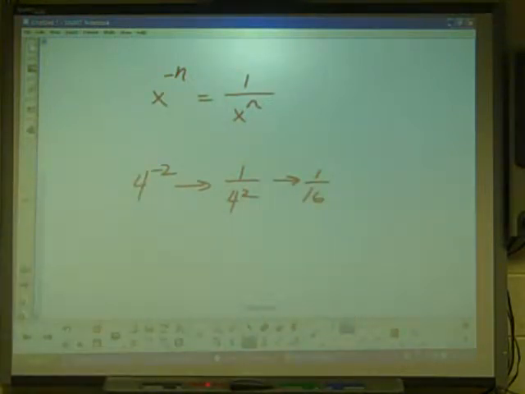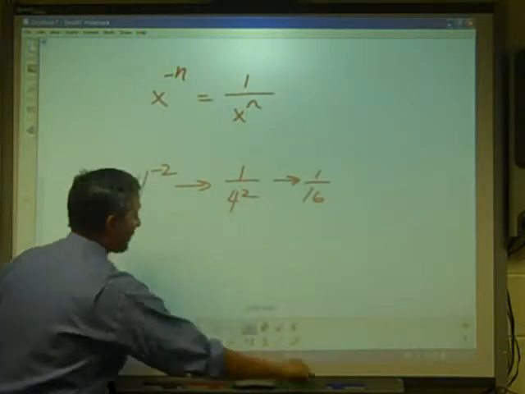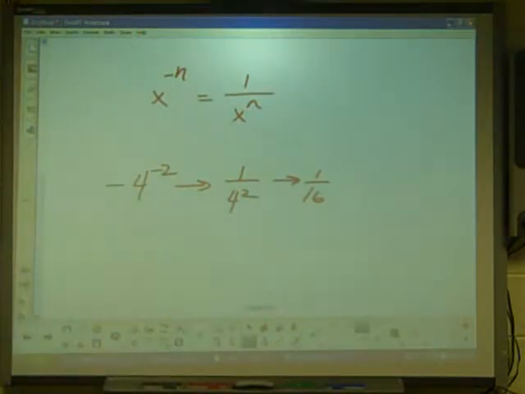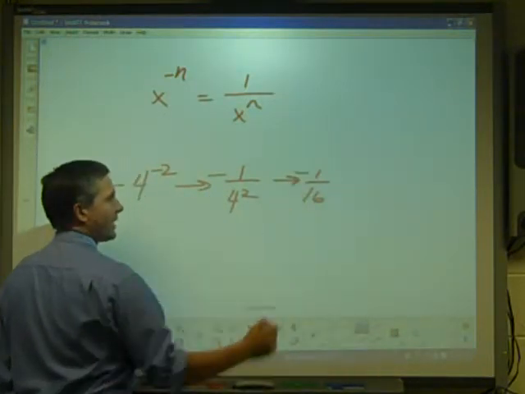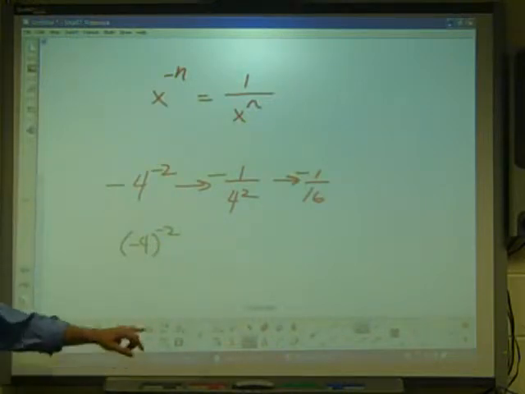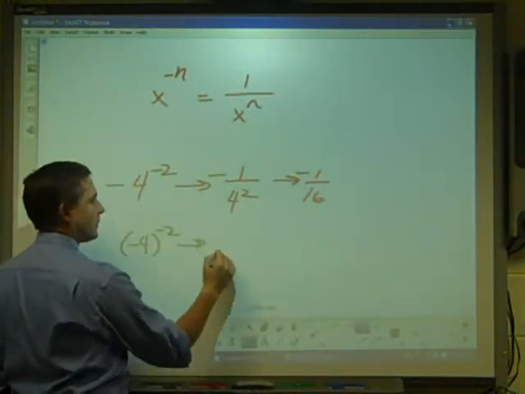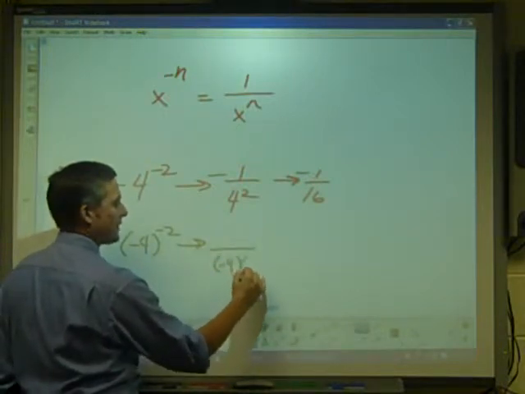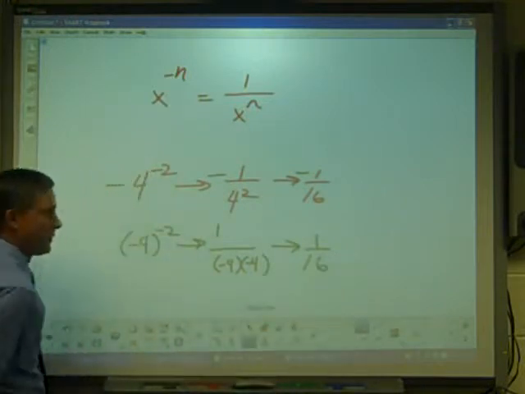Our rules still apply. Exponents have short arms. If I multiply by a negative sign, I'm asking for the opposite of 4 to the negative 2, which is still negative here, versus this, which is taking negative 4 to the negative 2 quantity. It means to divide by negative 4 twice. And we know when you have two negatives, you get a positive.